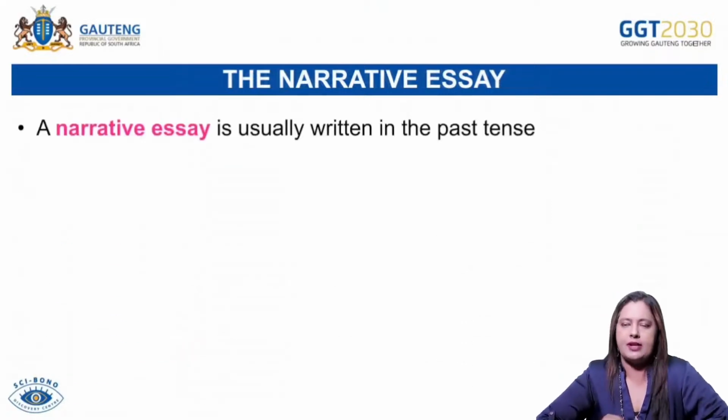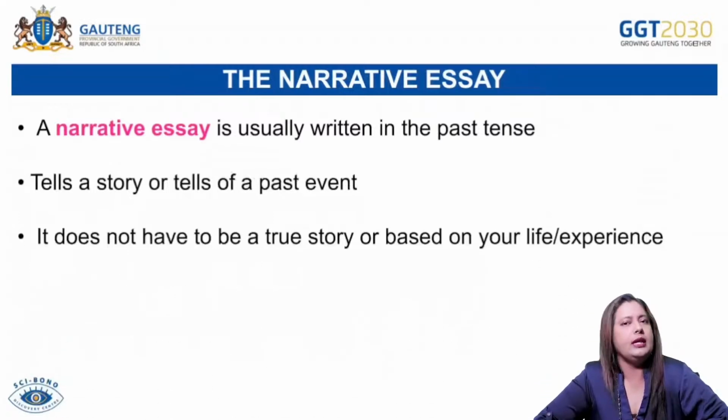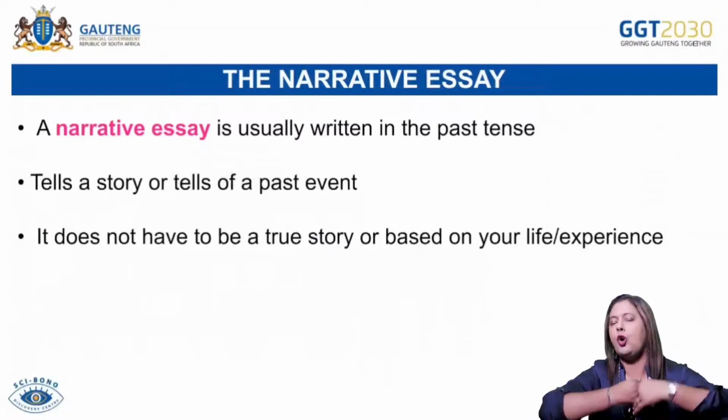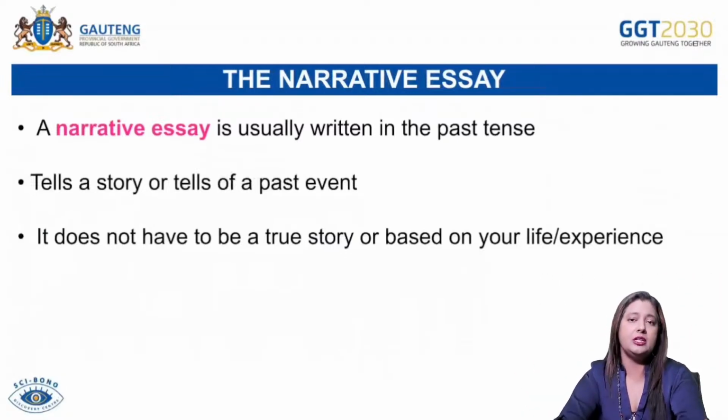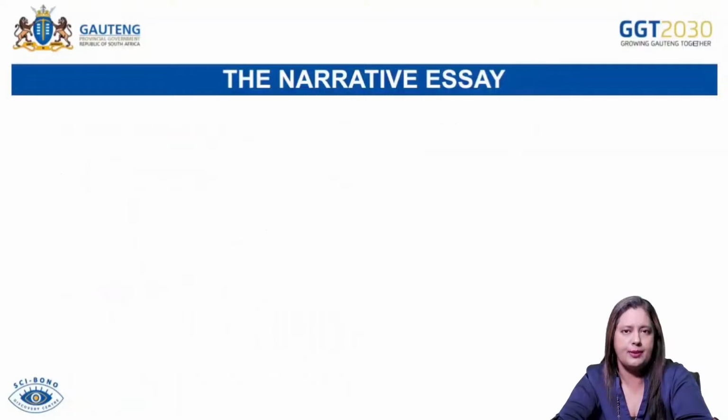Now, when we're looking at the narrative essay here, the narrative essay is usually written in the past tense, as I said to you. It's telling a story that's happened in the past, for example. It doesn't have to be based on a true story, grade 12s, or your life's experience. It can be very much just a totally random event that you think might happen, but you are creating it. All right, to be a possibility. So this is exactly what I say, creative writing. So it's a storyline and it has to be convincing to the reader. So make sure that happens, okay?